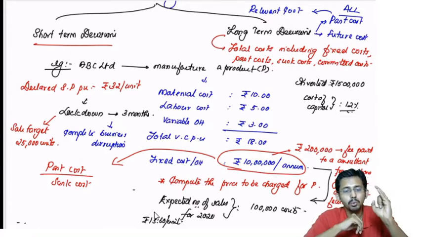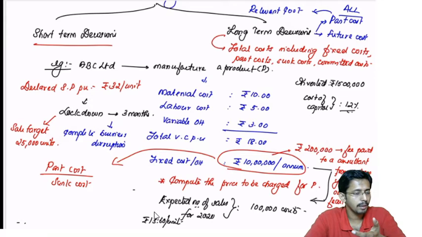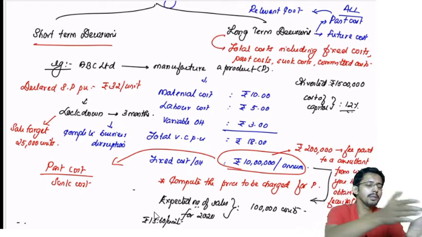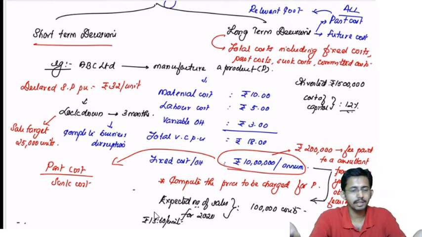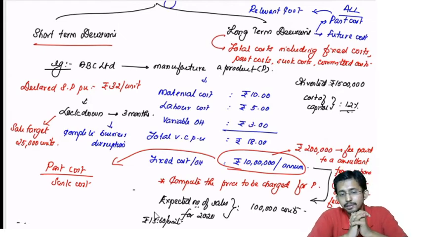Now point number 2, future cost. Fixed overheads you are going to incur. Rent is to be paid in the quarter, but that is a committed cost. If it is a committed cost, what is the feature of that committed cost? Whether or not you reduce your selling price to 32 or 20, that cost is not going to change. Is it clear?